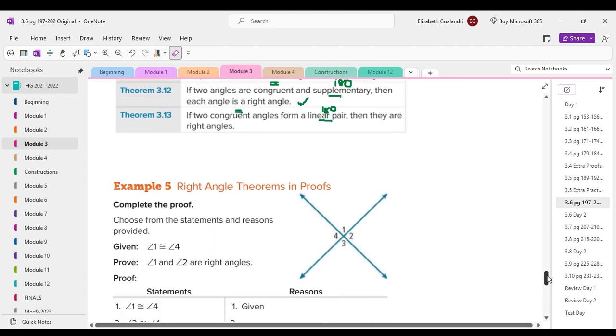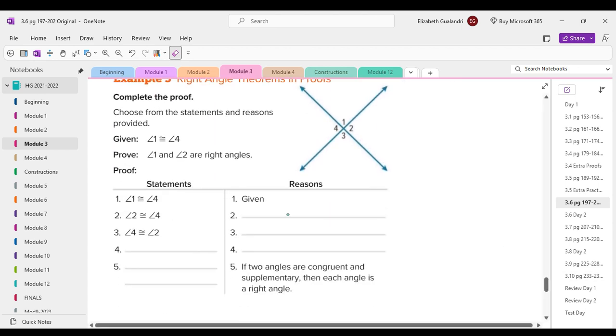Okay, so some proofs with these right angles. So here we're given angle 1 is congruent to angle 4, so we know that. And we're trying to prove angle 1 and angle 2 are right angles. So angle 1 congruent to angle 4 we're given. Angle 2 congruent to angle 4 doesn't come from the given. It comes from the diagram.